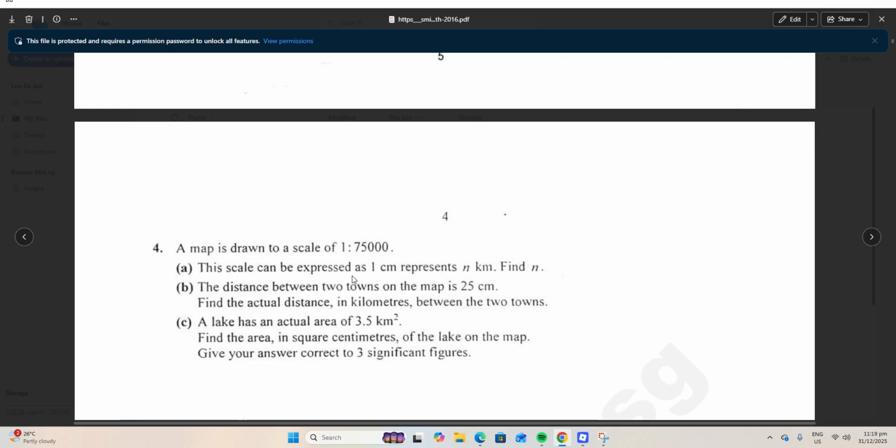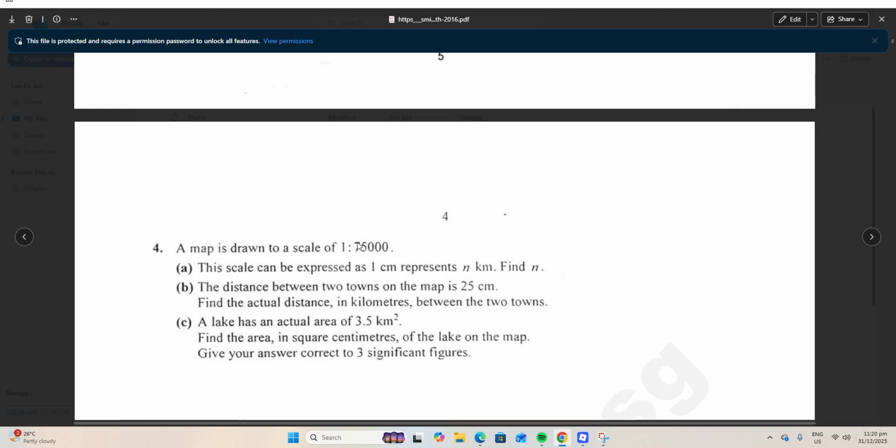So yes, this scale can be expressed as 1 cm represents n km. Find n. Okay, this scale is 1 cm represents n km. So in other words, I want you to first of all convert this. Assume this is 1 cm and this is 75,000 cm. So 1 cm is to 75,000 cm. 75,000 cm convert into km.